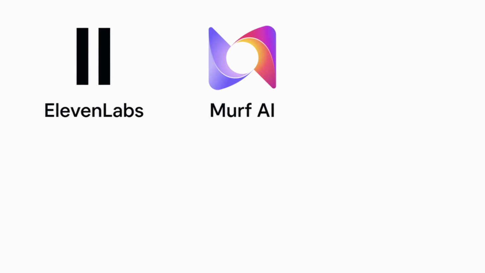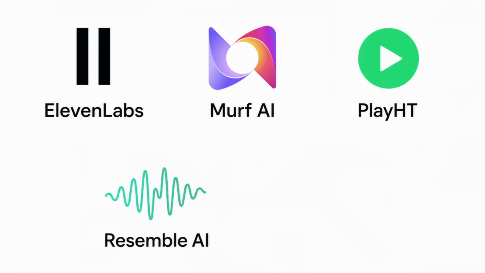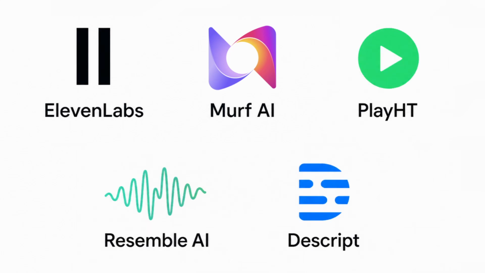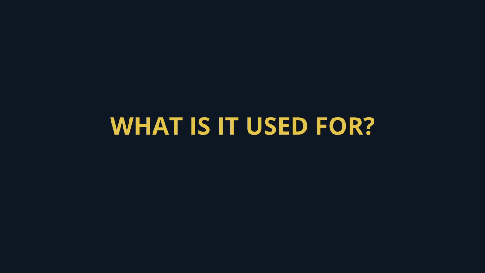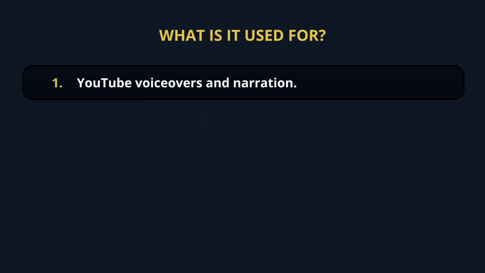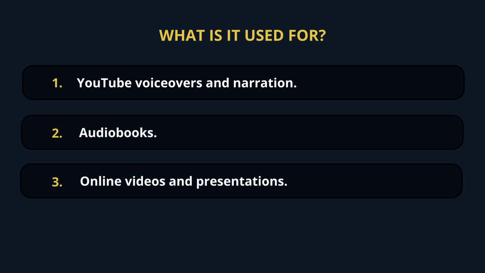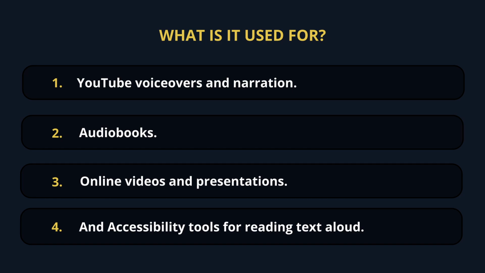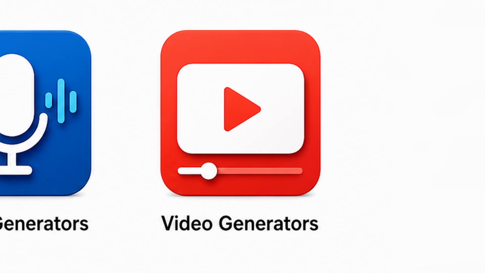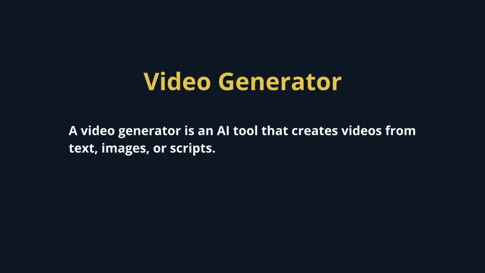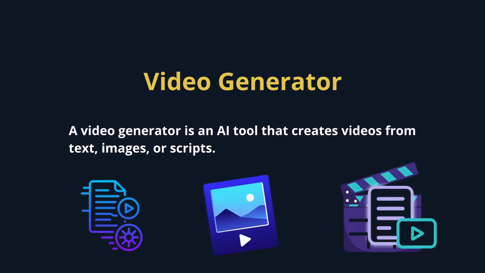Examples of voice generators are ElevenLabs, Murf AI, PlayHT, Resemble AI, and Descript. People use voice generators for YouTube voiceovers and narration, audiobooks, online videos and presentations, and accessibility tools for reading text aloud. Video generators. A video generator is an AI tool that creates videos from text, images, or scripts.